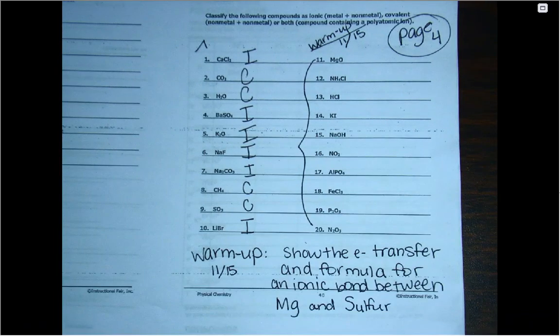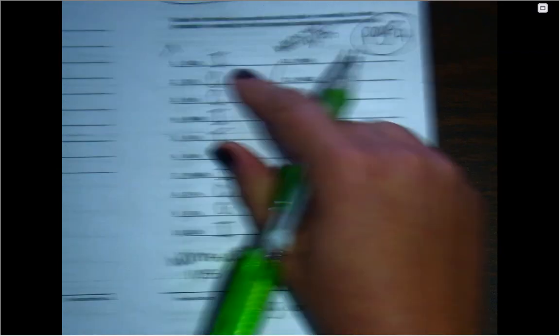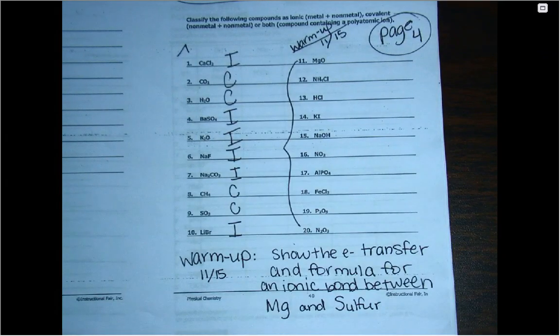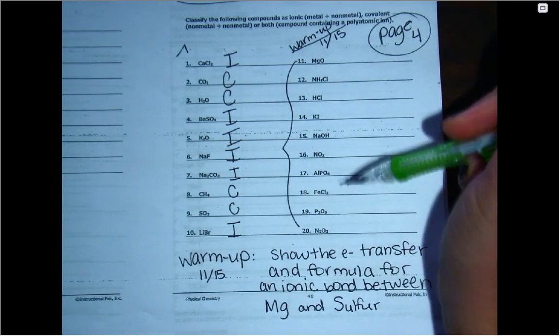So you guys have already done this part. When we are deciding between ionic or covalent, what is the big question that we're always asking? Does it have a metal, right? So we know where the metals are on the left-hand side of the periodic table. The right-hand side is all non-metals. So you should have been looking through to figure out if it had a metal.